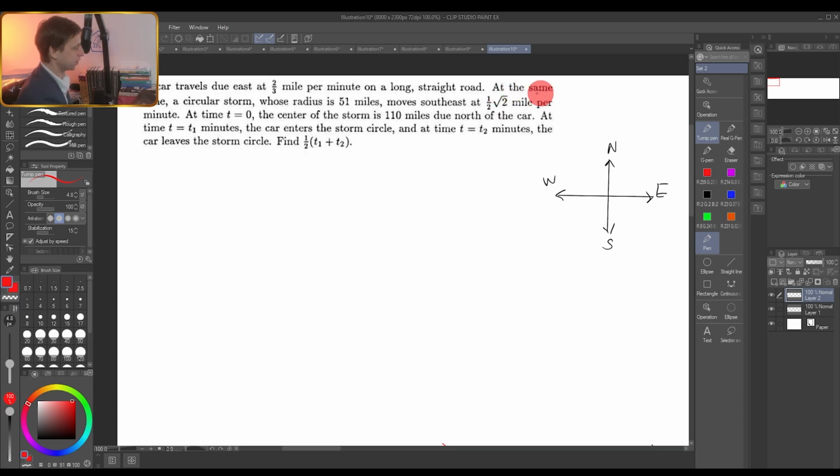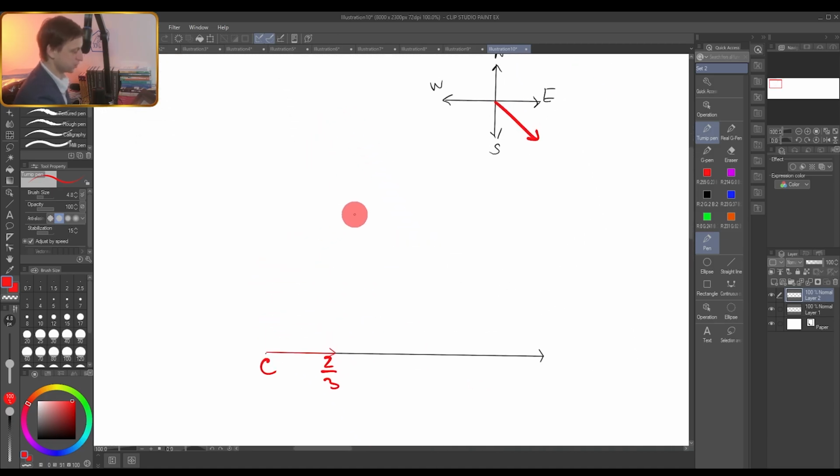Then what we are told, at the same time, a circular storm whose radius is 51 miles moves southeast. Southeast is like this, a 45-degree angle, with the speed 1/2 square root of 2 miles per minute. And it's very important, at the time t equals 0, the center of the storm is 110 miles due north of the car. So at the time moment t equals 0, the center of the storm is here.